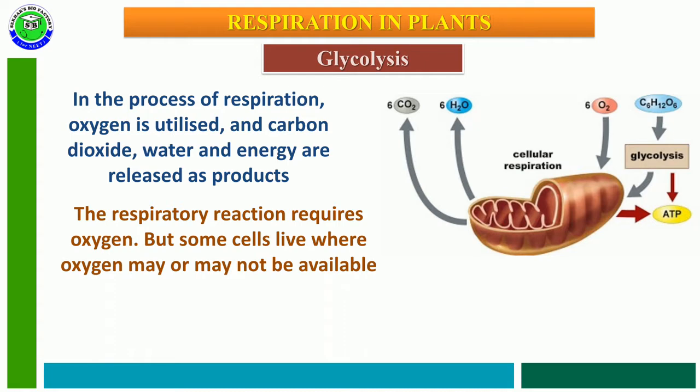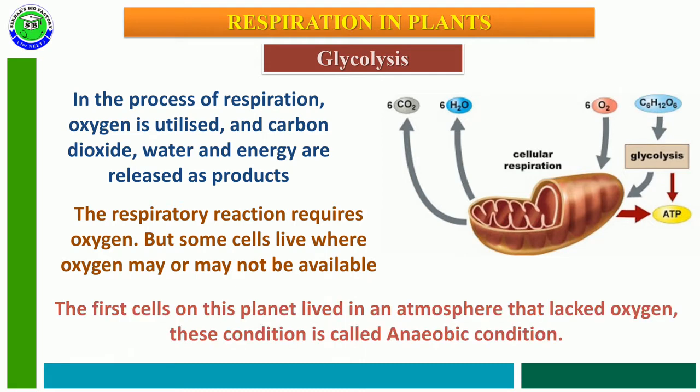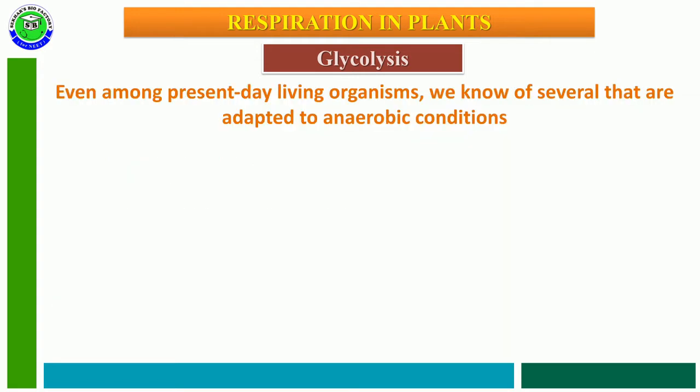But some cells are present in oxygen-present or oxygen-absent conditions. The first living cell which evolved on the planet lived in an atmosphere that lacked oxygen completely. This condition is called anaerobic condition. Even among present-day organisms, many living organisms are adapted to anaerobic condition.